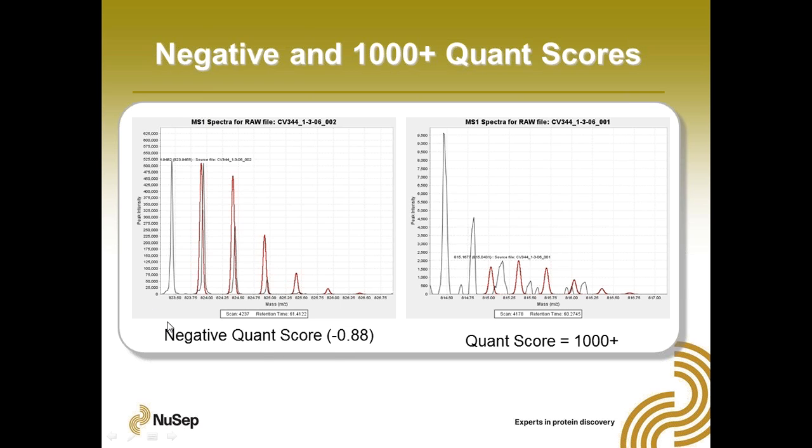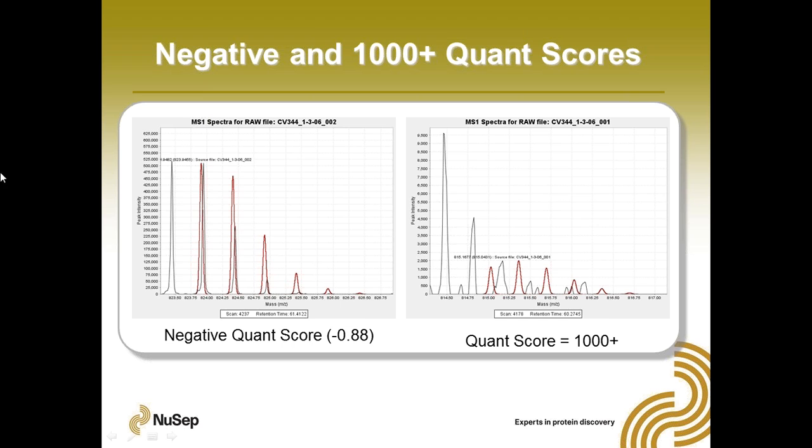Okay? And the indicator for a negative quant score is the presence of a contaminant precursor which will have an isotope that overlaps with your monoisotopic peak of interest. If that contaminant exceeds 50% of the peak height of your monoisotopic peak, the quant score will be given a negative value. It will be considered a contaminant, and you should remove it. I'll show you how to do that in just a bit.